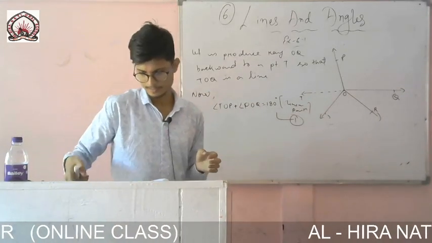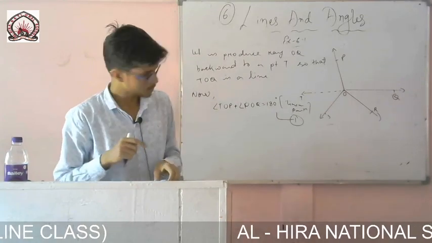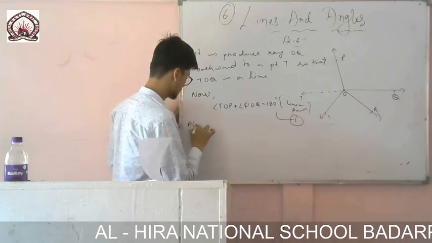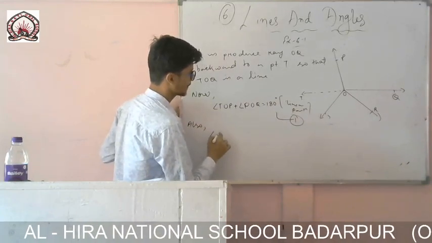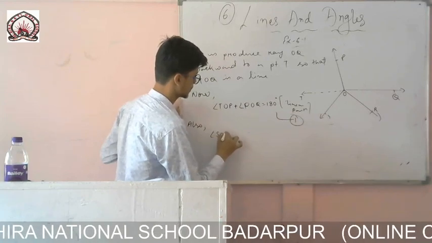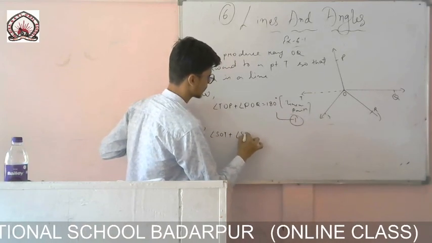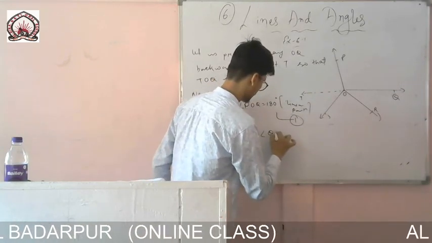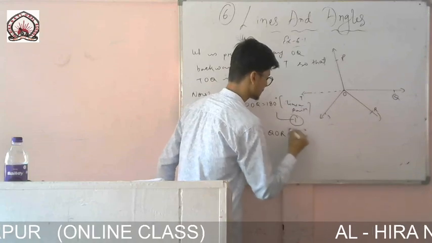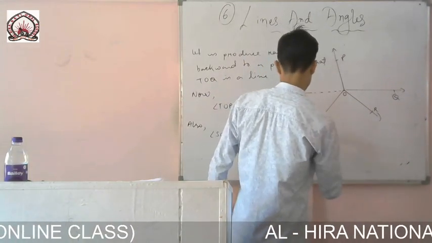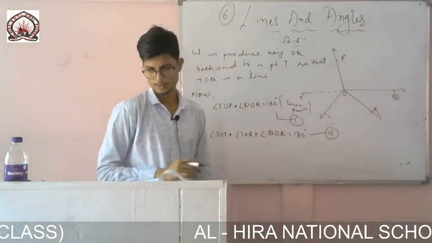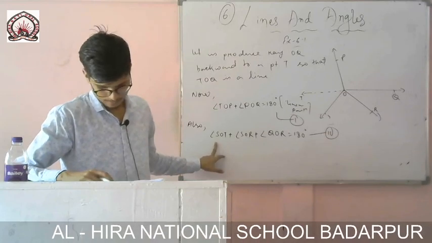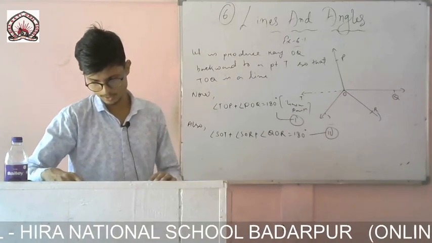Very easy. Then I can also write that this one plus that one plus that one will also be equal to 180 degrees, because it is a straight line. So angle SOT plus angle SOR plus angle QOR is equal to 180 degrees. This will be our equation number 2. Angle SOT plus SOR plus QOR is equal to 180 degrees.